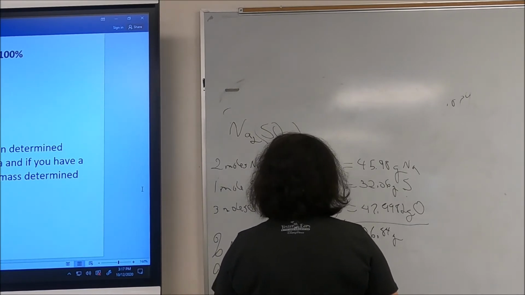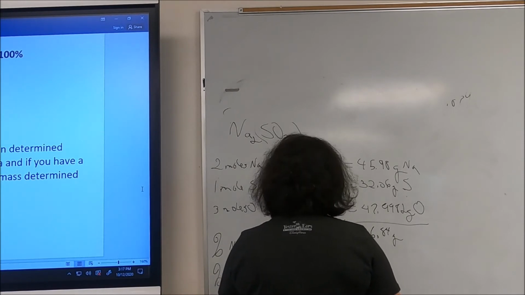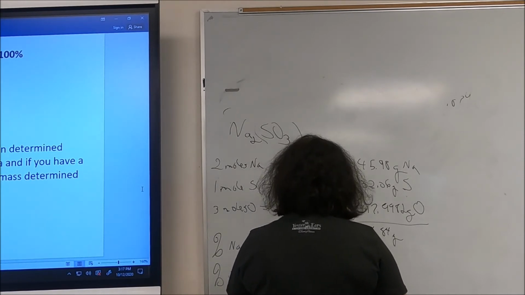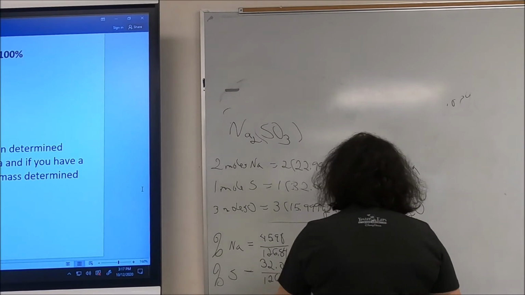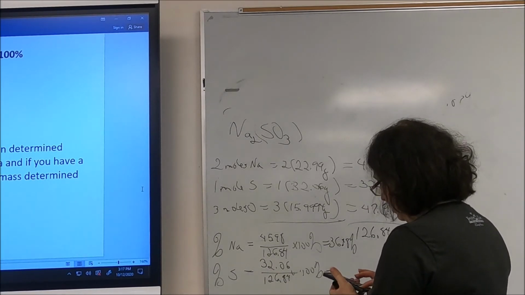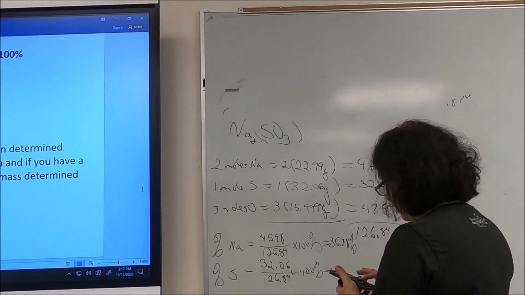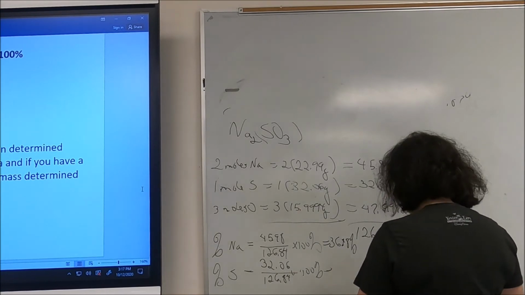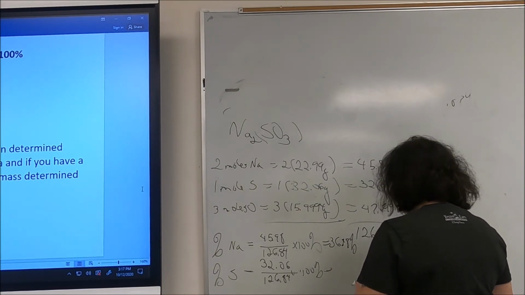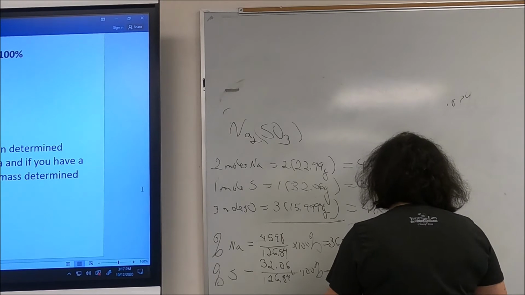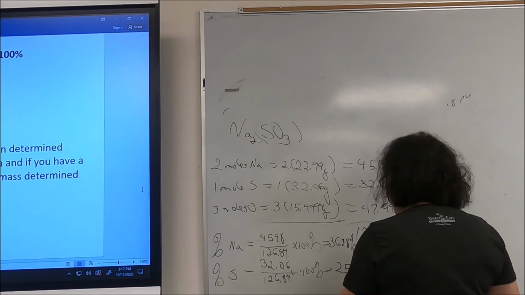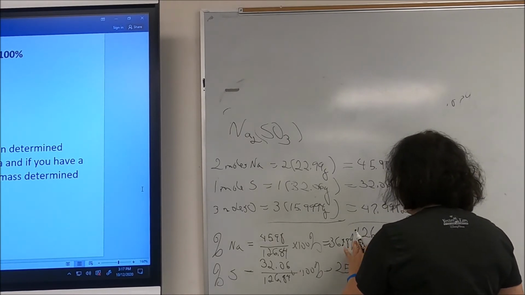Our percent sulfur would be the 32.06 grams, or 32.06 divided by 126.84 times 100%. So I get 25.44% sulfur.